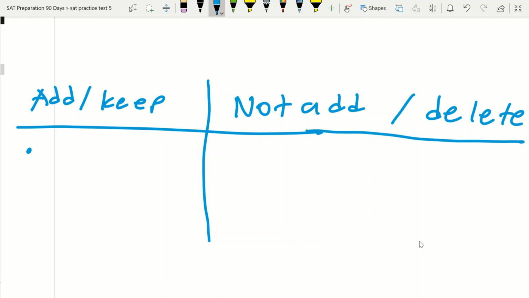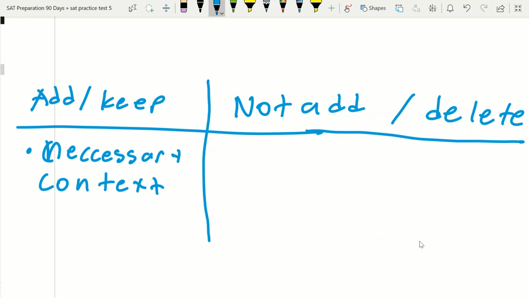So when are you going to want to add or keep a sentence? Well, if that sentence has context that is necessary to other sentences in the passage, you want to keep it. Okay, so if it's necessary context, you need to keep it. You need to have this sentence in order for the rest of the paragraph to make sense. Now another thing would be if it supports a claim. If it's something that supports a claim and provides evidence, then you're going to want to keep it in. Okay, so those are really two big things there, right?